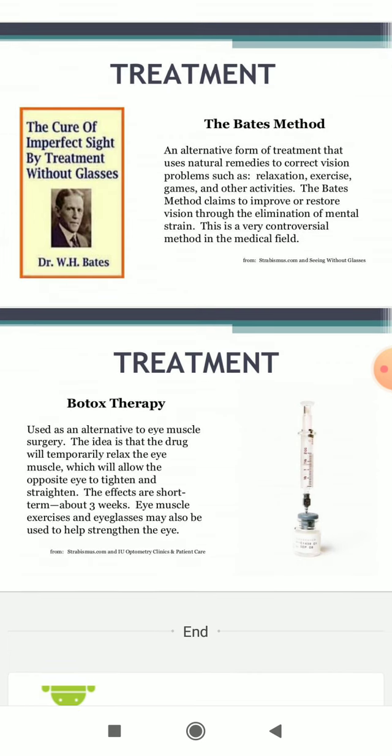Treatment. The Bates method, an alternative treatment that uses natural remedies to correct vision problems, such as relaxation, exercises, games, and other activities. The Bates method claims to improve or restore vision through the elimination of mental strain. This is a very controversial method in the medical field.